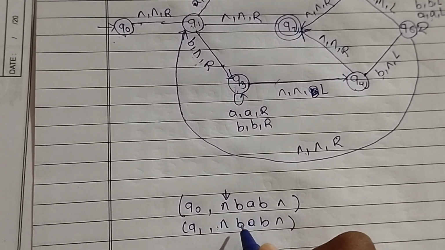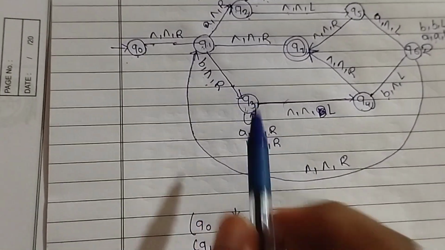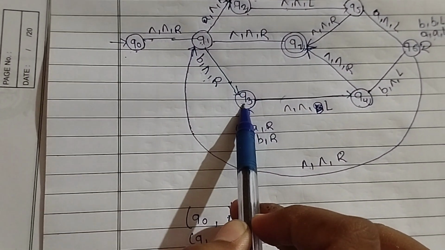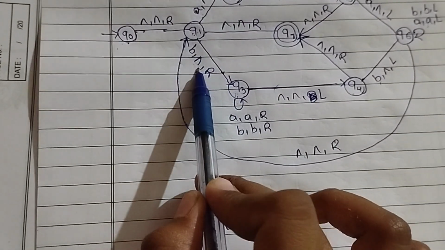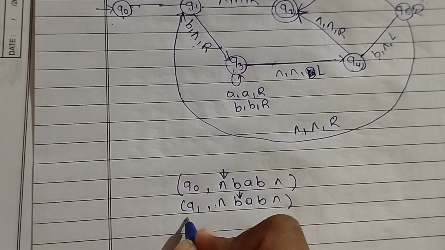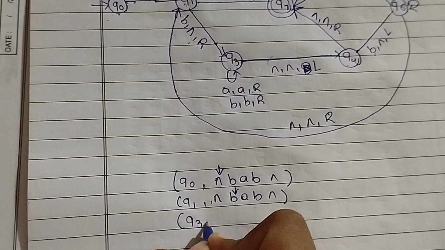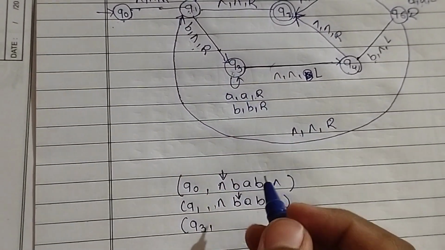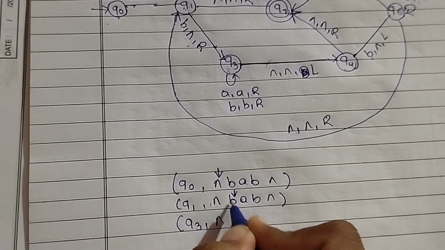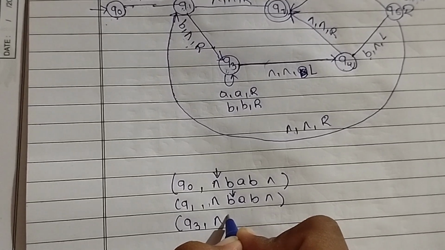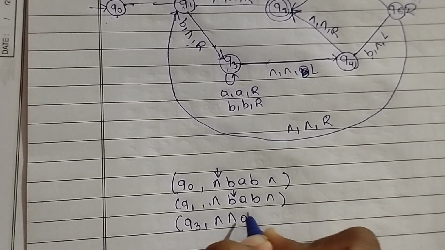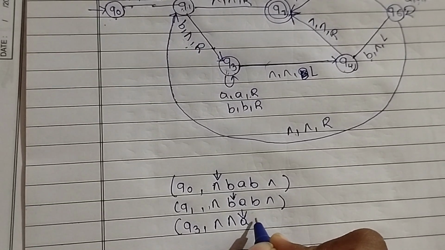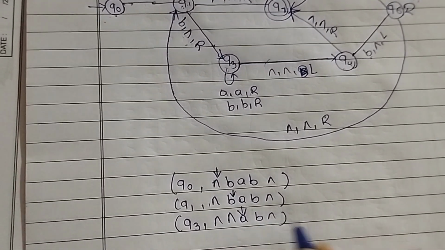After this null value, we read B, and when you read the B, you are in the Q3 state, and transfer this B to the null. So we are in Q3 state, then this null value, here is the B which we transfer to the null, and we read the A, and B, null.